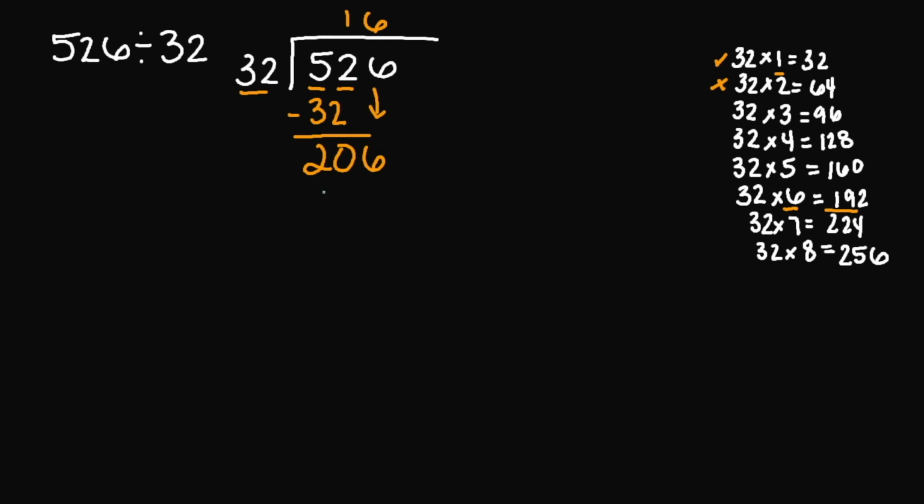32 times 6 is 192. Now I'm going to subtract. 6 minus 2 is 4. 20 minus 19 is 1.